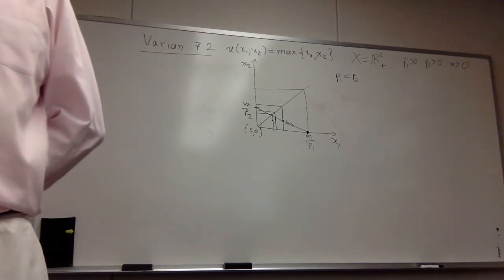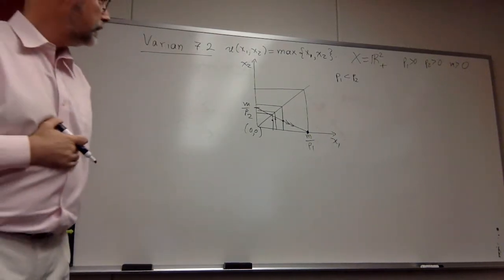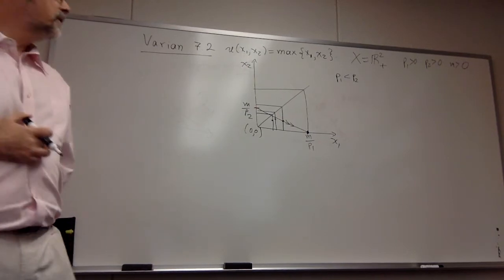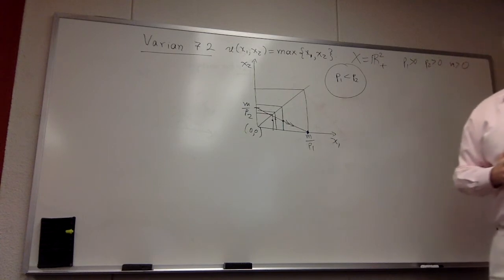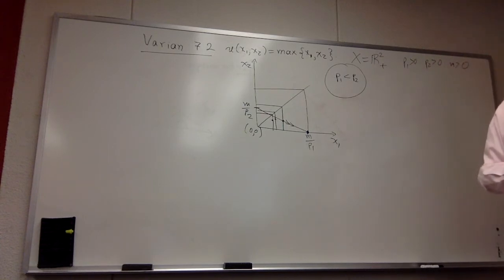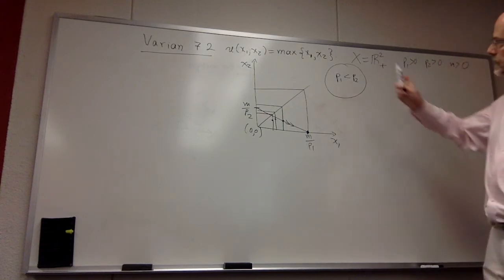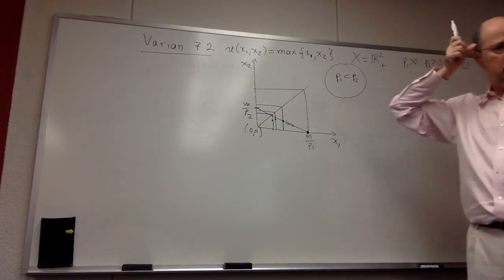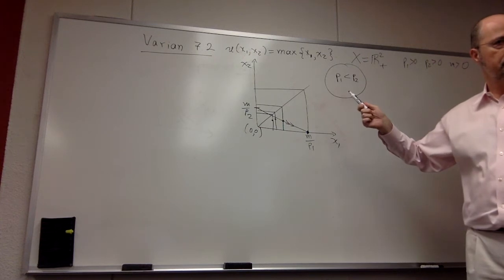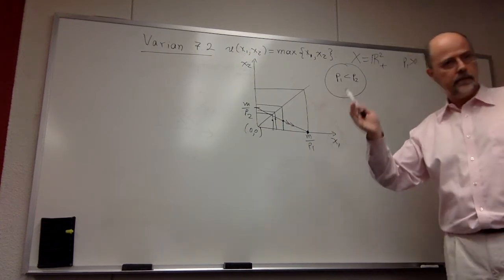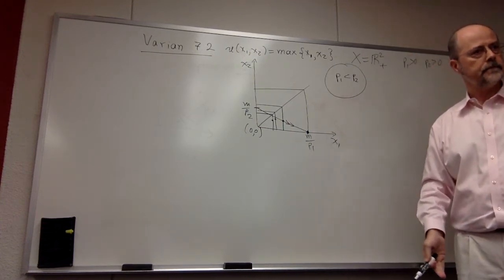Okay? So, at this point, I conclude that as long as P1 is cheaper, is less than P2, then this consumer with this utility is going to consume only X1, the cheaper of the goods, and spend all their income doing that. Okay?